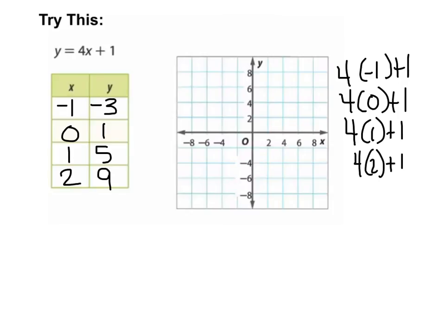So let's plot our points. Please note on the x and y axes that your numbers go in increments of 2 instead of 1, 2, 3, 4. So be careful plotting your numbers. So the first one I have -1, -3, 0, 1. I am going 1, 5, 2, 9. Connecting my points, you can see I have a straight line.